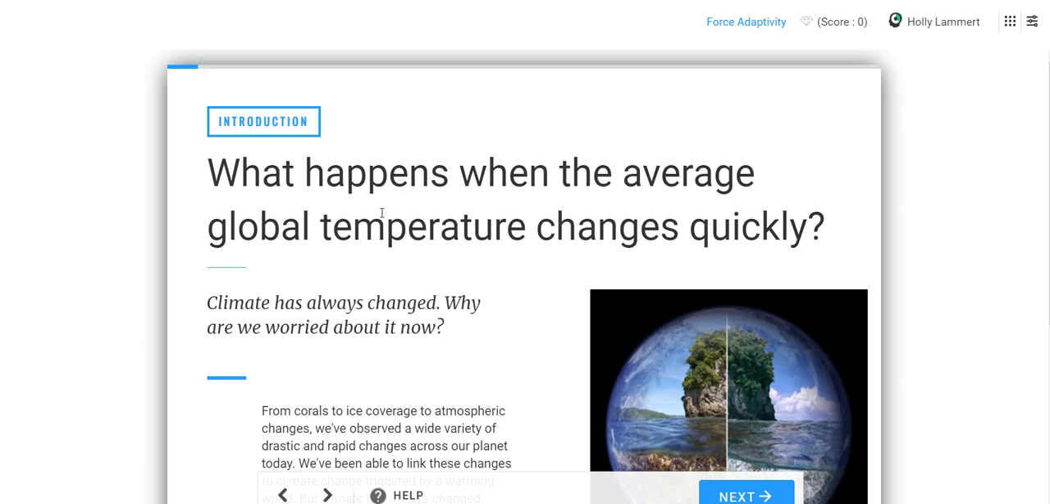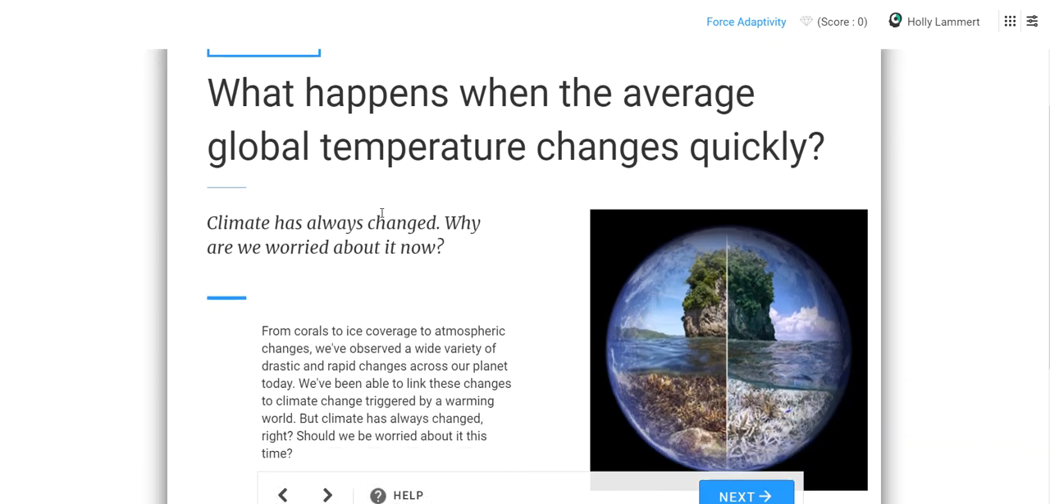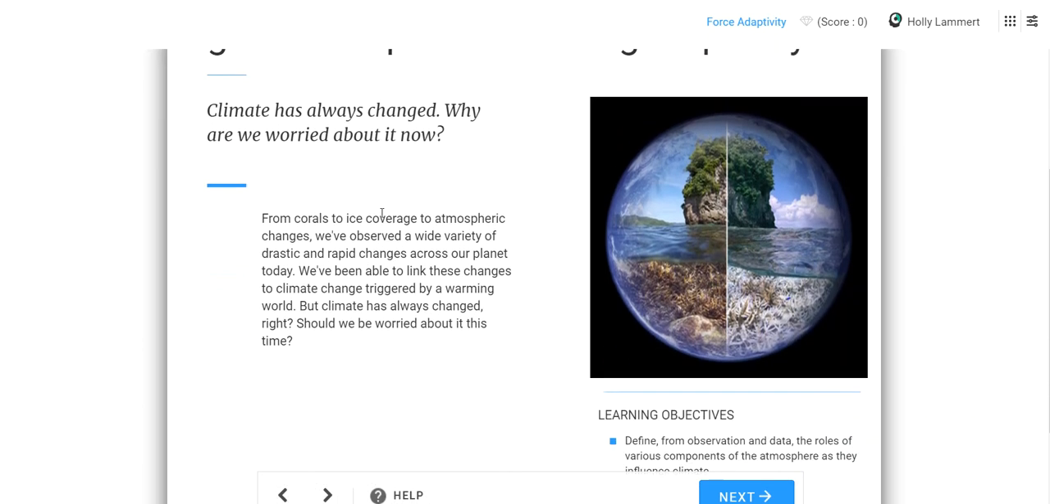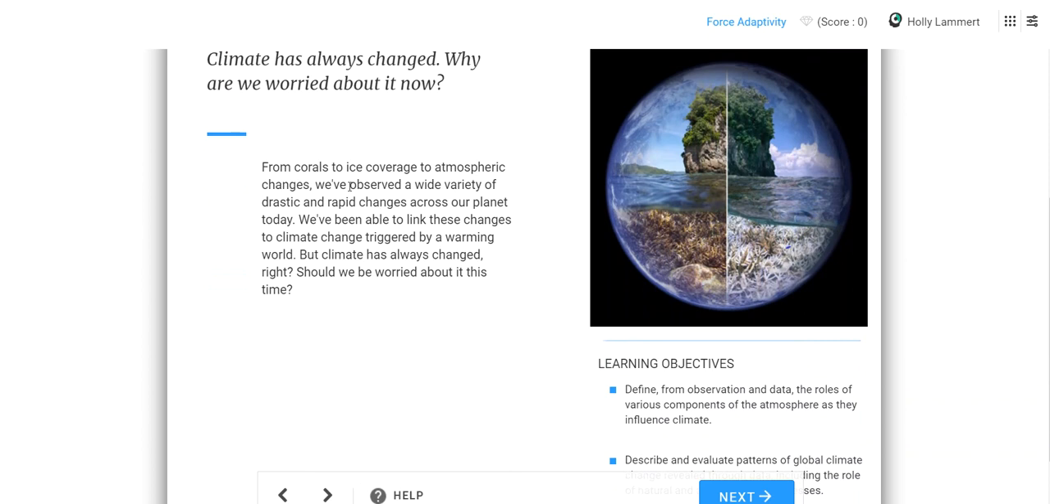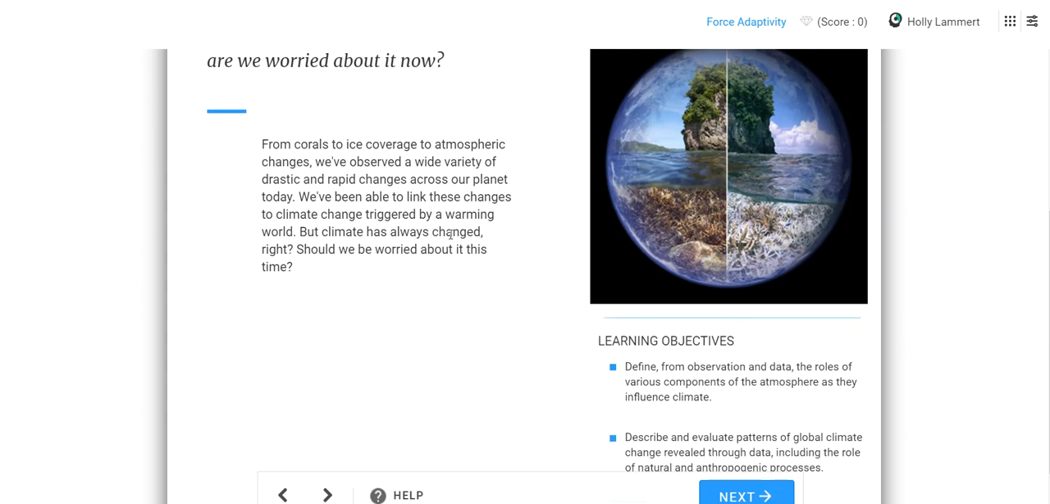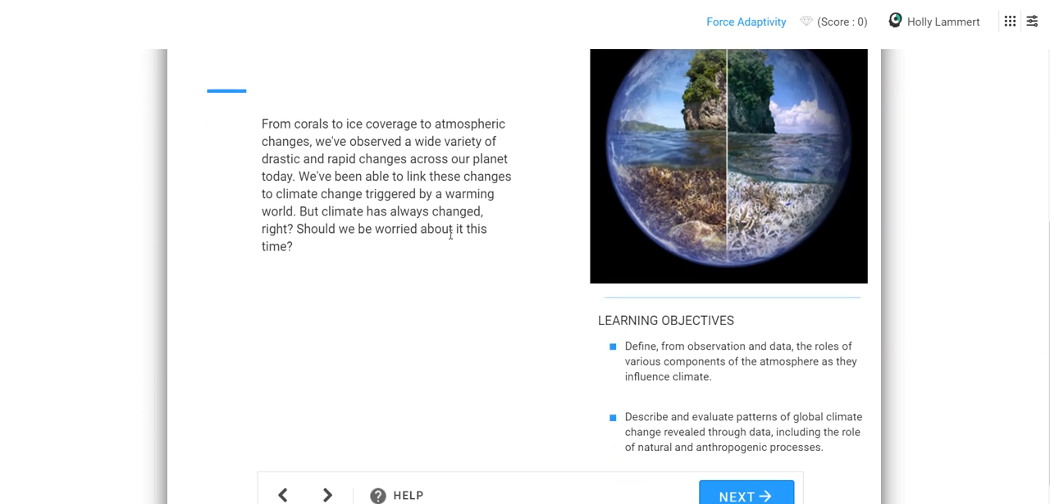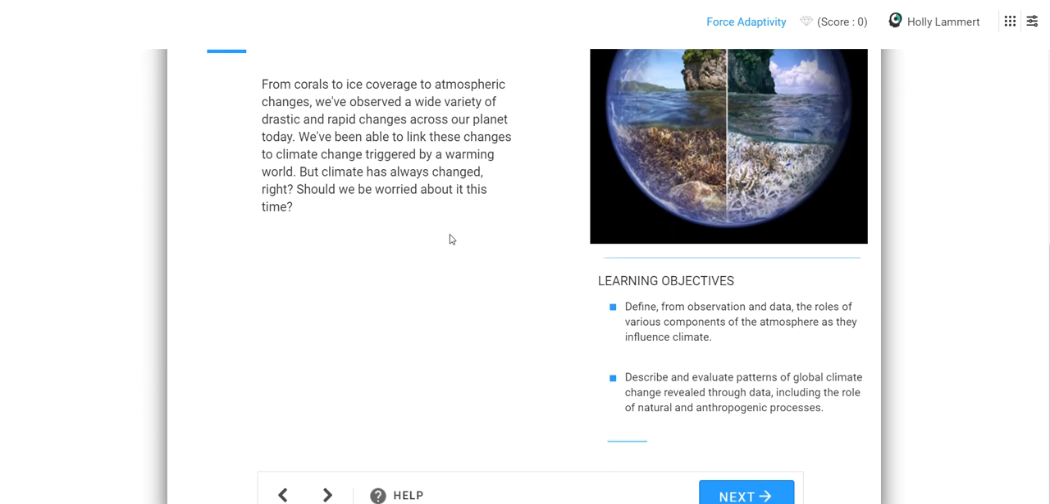What happens when the average global temperature changes quickly? Climate has always changed. Why are we worried about it now? From corals to ice coverage to atmospheric changes, we've observed a wide variety of drastic and rapid changes across our planet today. We've been able to link these changes to climate change triggered by a warming world. But climate has always changed, right? Should we be worried about it this time?